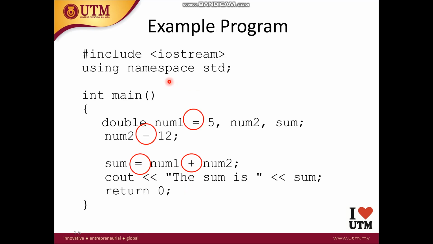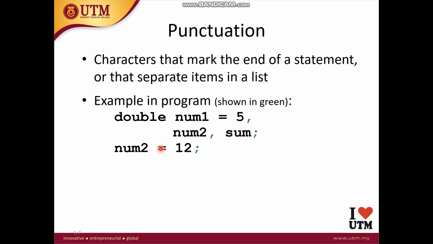Here we have a program example. For example, we are saying double num1 equals 5, num2 equals 12, sum equals num1 add num2. So those are called operators inside a program.